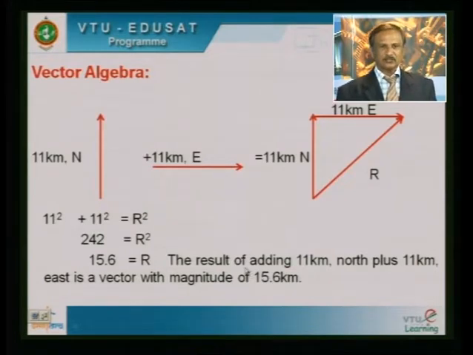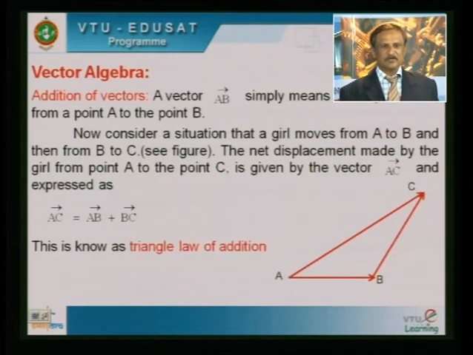So like that, you can use the Pythagoras theorem to solve vector based problems. Is it clear? Right. Now I want to put the same addition of vectors by considering another situation. Say, for example, a vector AB. So AB is the vector, which simply means the displacement from a point A to the point B.